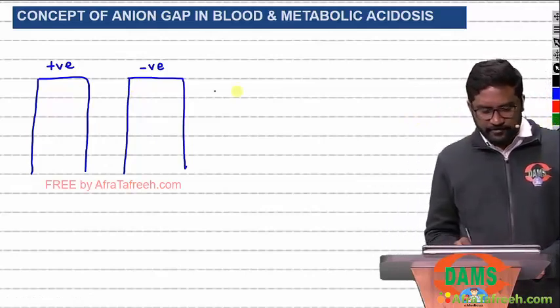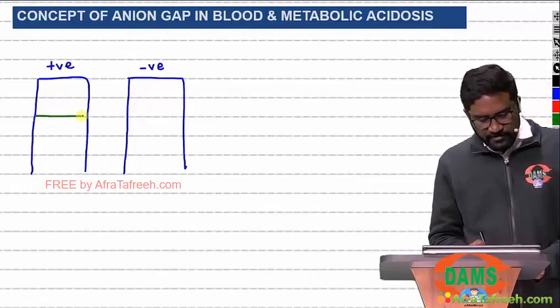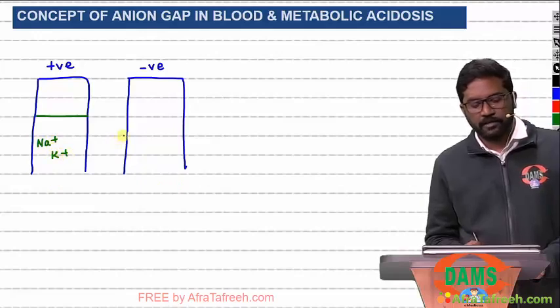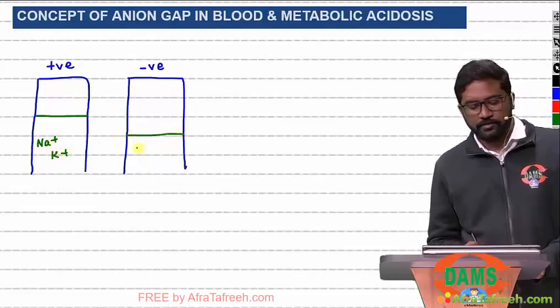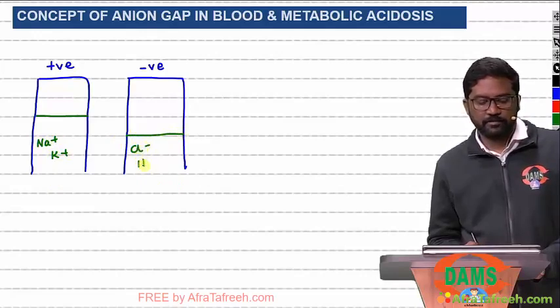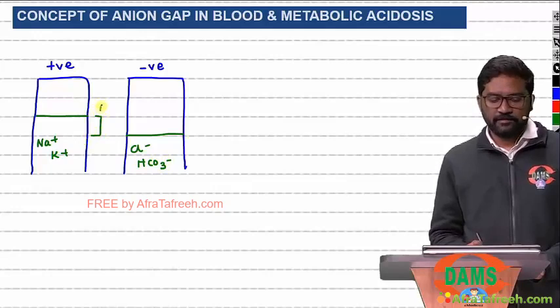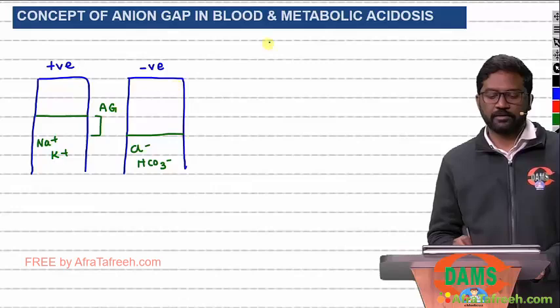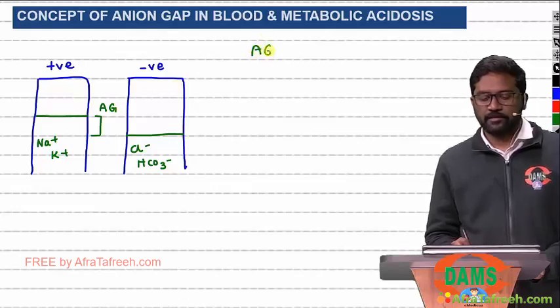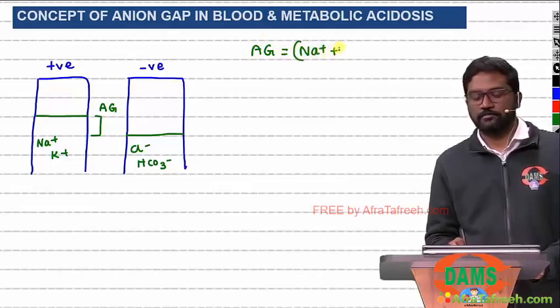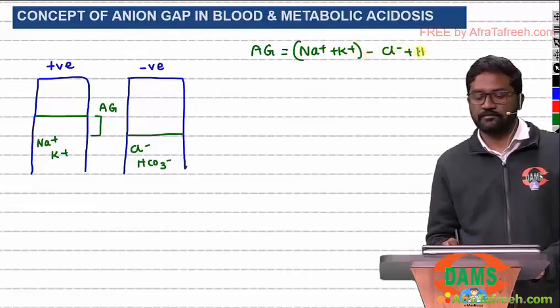But there are a few positives that I routinely measure bedside. What are the positives that you routinely measure bedside? Sodium, potassium. There are a few negatives that you routinely measure bedside, that is chloride, bicarbonate. Always between measured positives and measured negatives, there is a significant gap called anion gap. So anion gap, AG, is actually the difference between measured positives and measured negatives.